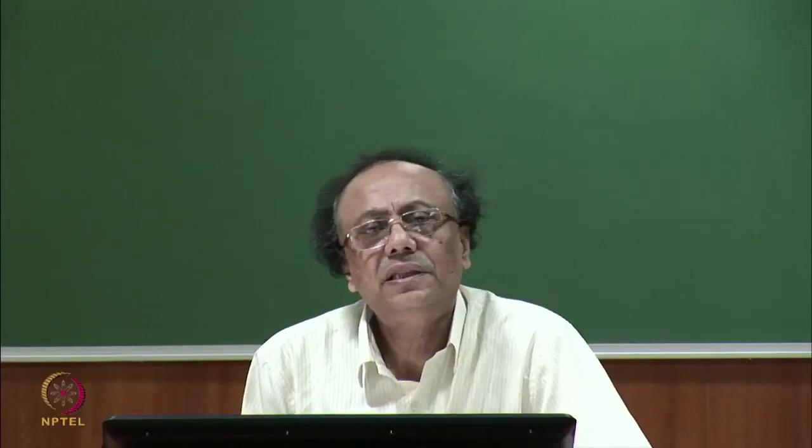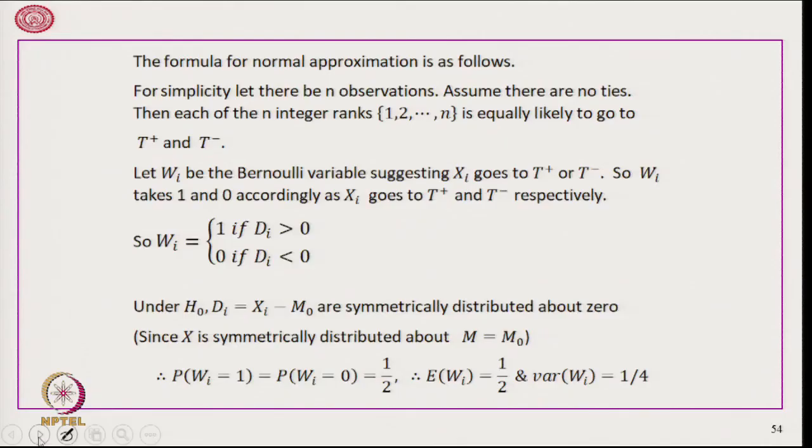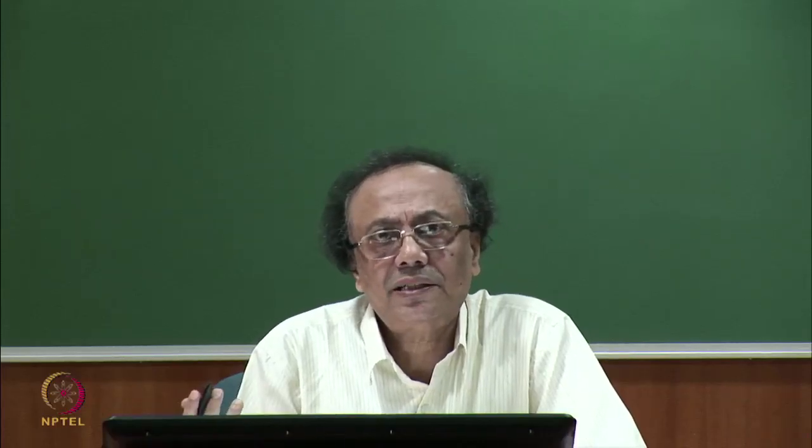Normal approximations: like the case of sign test, here also we can do normal approximation if the sample size is somewhat large. So, the formula for normal approximation is as follows. Let us assume that n observations are there, assume that there are no ties. Therefore, all the n di's will have different ranks, and they are going to be 1, 2, 3 up to n. Now, each of those observations is equally likely to go to either the positive side or the negative side, because it is the median that we are testing. So, with probability half it will be greater than median, with probability half it is going to be less than median.